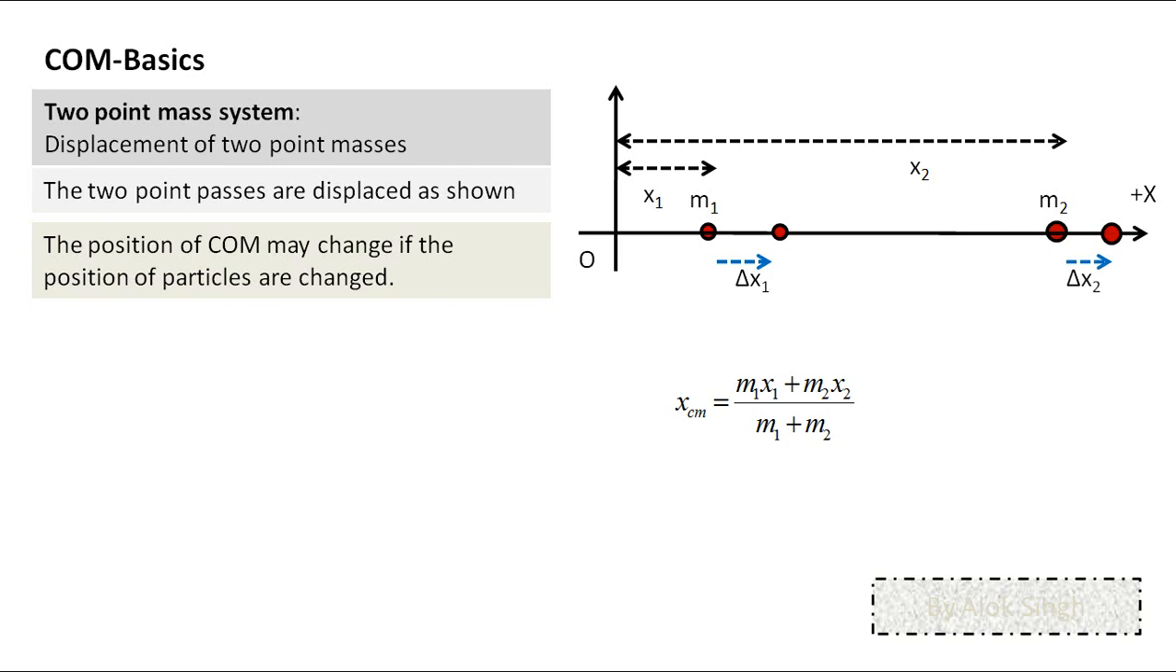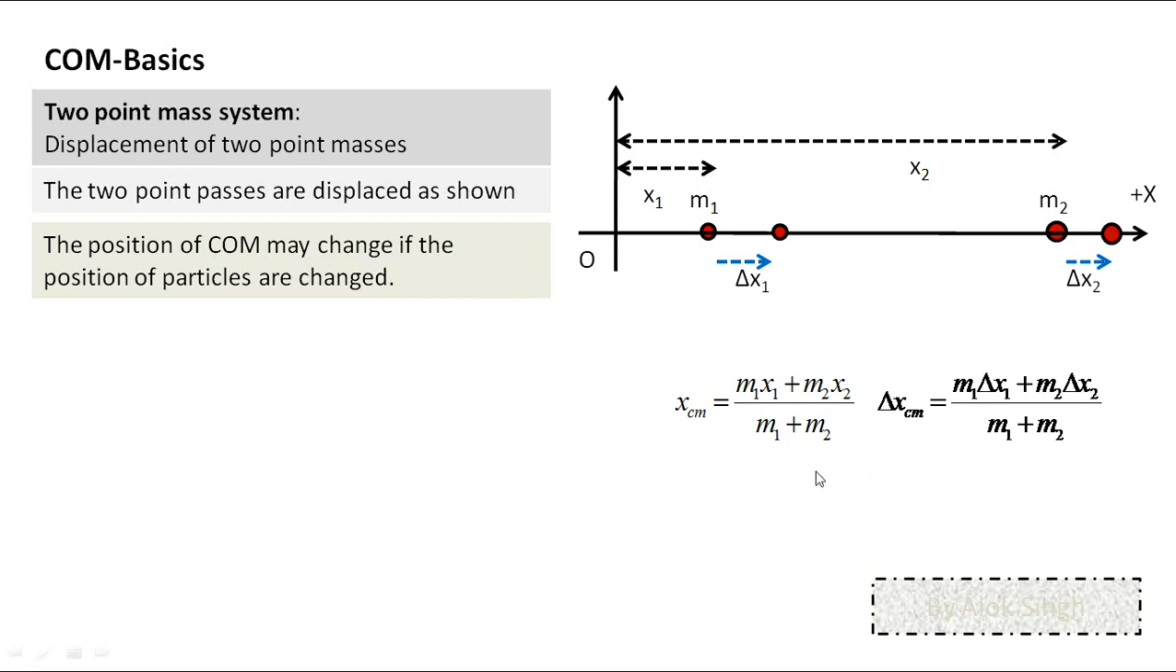So x center of mass will also undergo a change. What is happening here? In place of x1, this becomes x1 plus delta x1. So what is the change in this term? The change in this term is m1 into delta x1, and the change in this term is m2 into delta x2. This change in the numerator will bring about a change in x center of mass. So what will be the change in the center of mass x coordinate? It is the change in the numerator divided by the denominator. So delta x center of mass is equal to m1 into delta x1 plus m2 into delta x2, divided by m1 plus m2. So the center of mass also moves as the particles move.